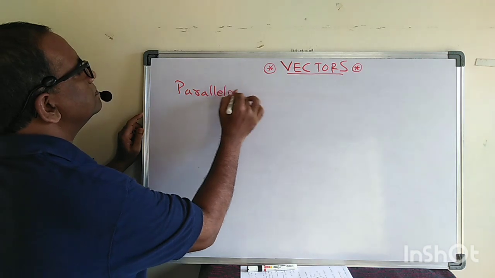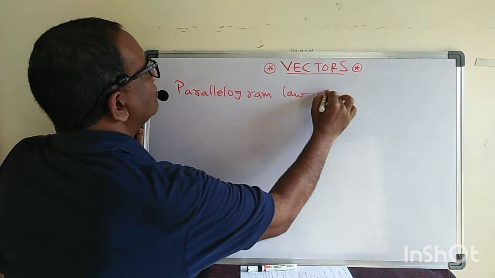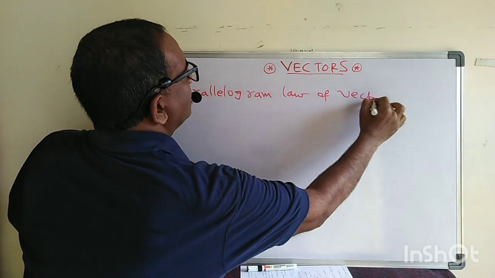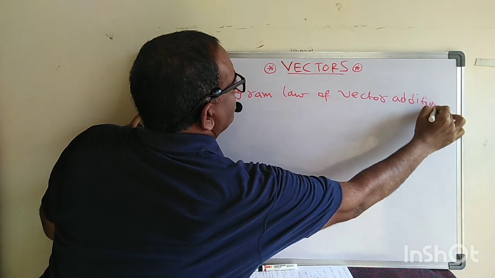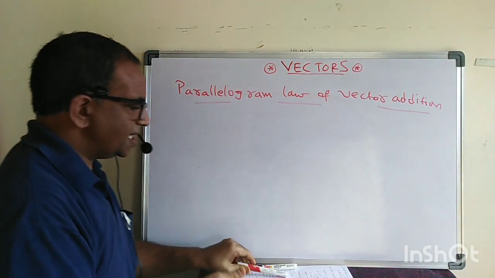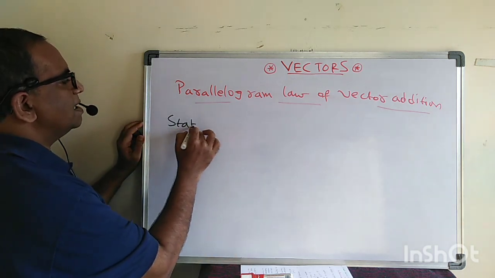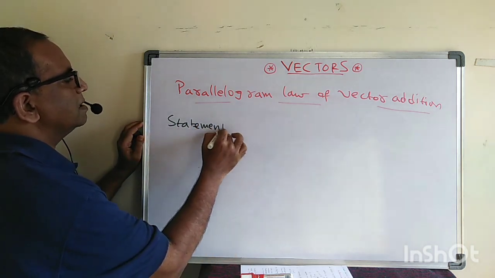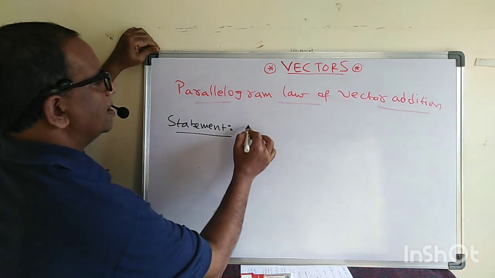Parallelogram law of vector addition. So what is the parallelogram law of vector addition? First, I'll write the statement here, and then we'll try to understand this statement and prove it also. See here, what is the statement?